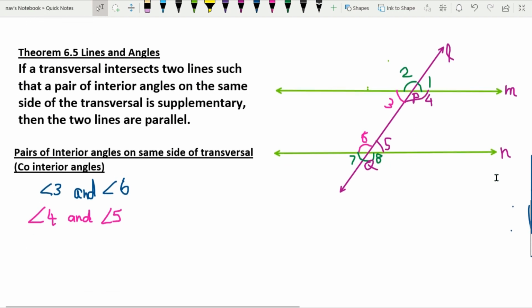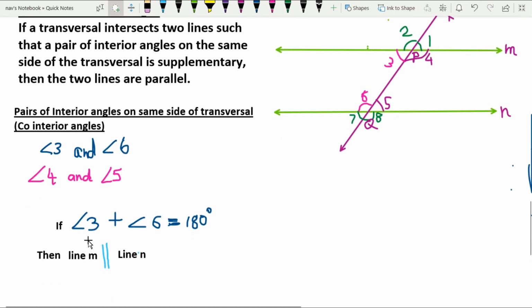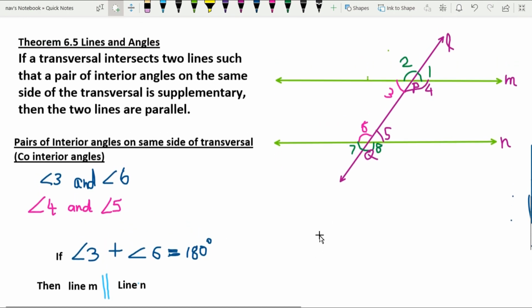Now let us write that. What does the theorem say? If angle 3 plus angle 6 in this diagram equals 180 degrees, then line M will be parallel to line N.